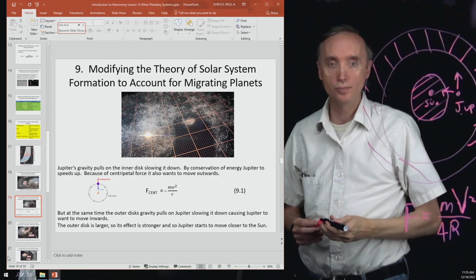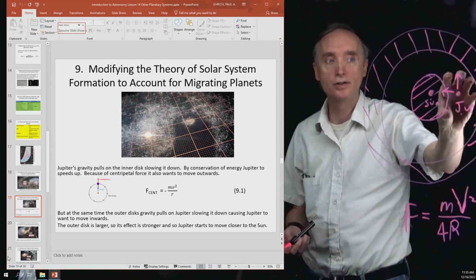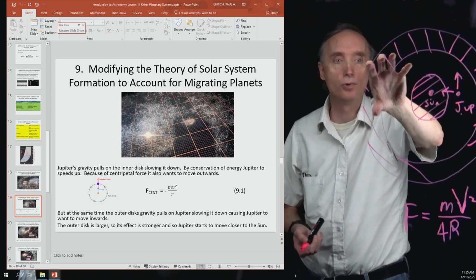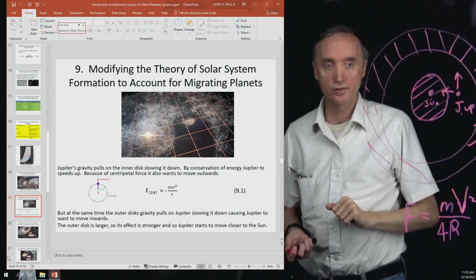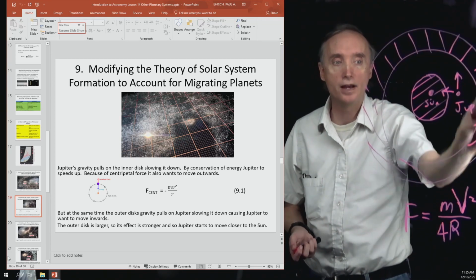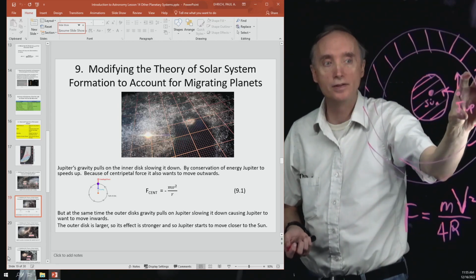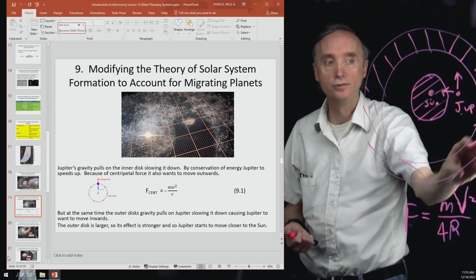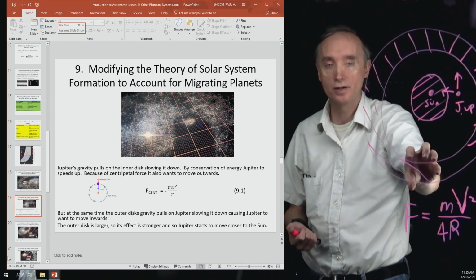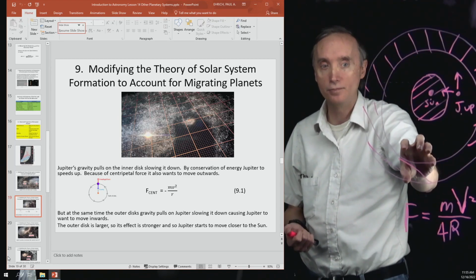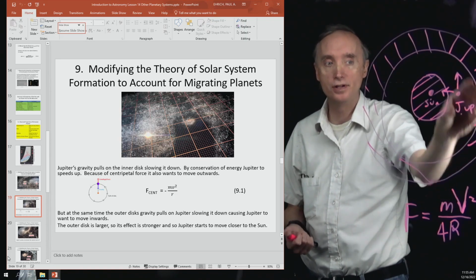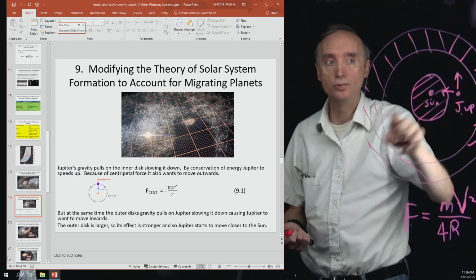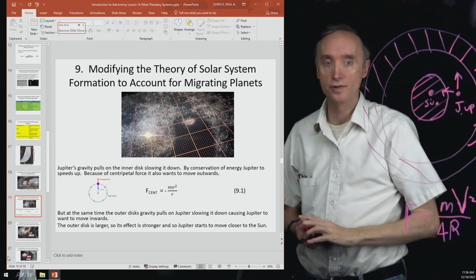So we've got 2 competing forces acting on Jupiter. Its gravity on this disk makes it want to go further out in the solar system, and then the gravity of the outer disk on Jupiter makes it want to move further in. Well, there's more material in the outer part of the disk because it's bigger. So that means that the outer disk is winning, and Jupiter is going to start to move closer to the sun.